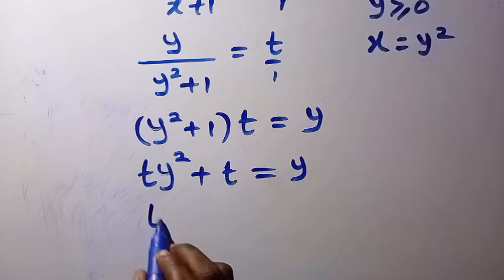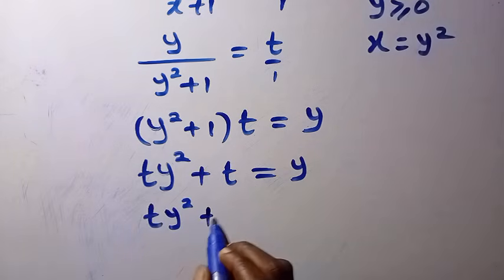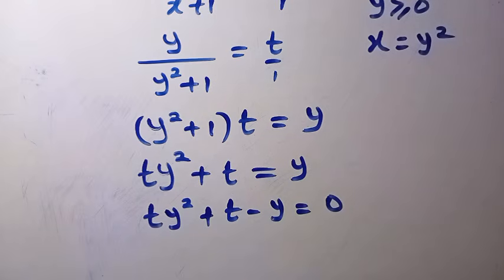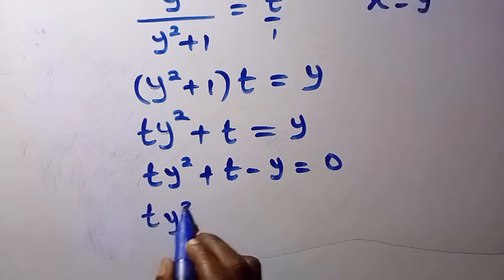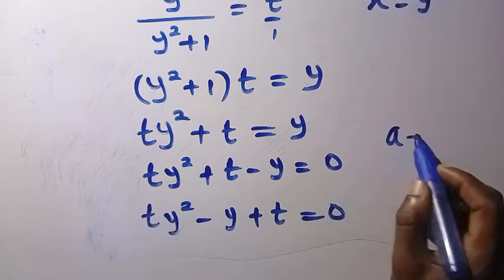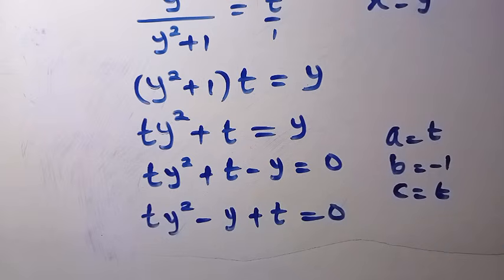And collecting the like terms, taking everything to this side, we have ty squared plus t minus y equals 0. So this is a quadratic equation, and for proper arrangement, we have ty squared minus y plus t equals 0. We should note that from here, a equals t, b equals minus 1, then c equals t. So since this has been gotten, we are going to apply the quadratic formula to find the value of y.